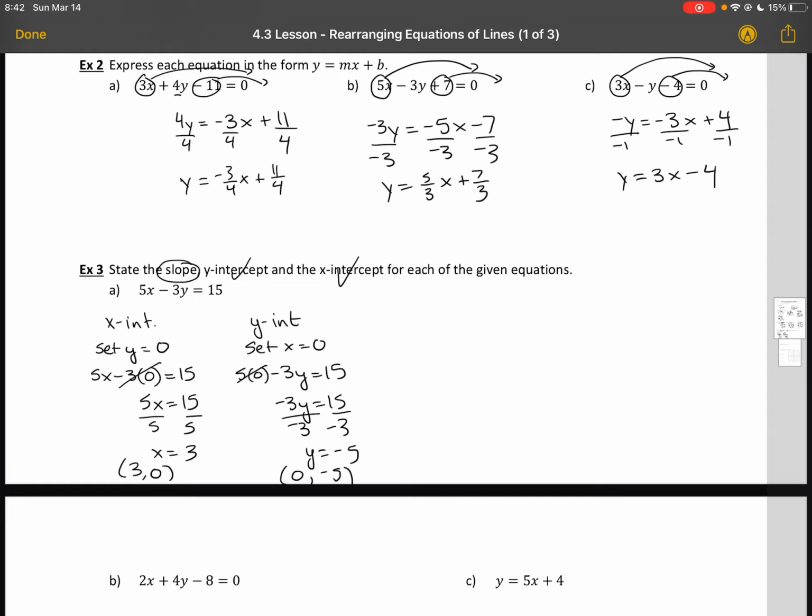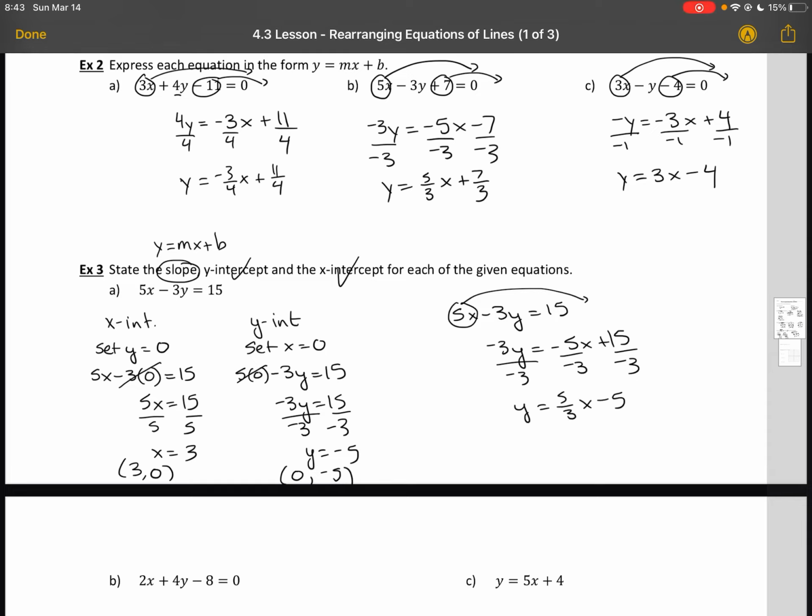Now I need the slope. My equation has to be in the form y equals mx plus b for me to be able to find the slope. So let's rearrange that now. So I'm starting with this. I'm going to move 5x over onto the right-hand side. So I've got minus 5x plus 15. And then I'm going to divide by the number in front of the y, giving me y equals 5 over 3x minus 5. Note that my y-intercept is the same that I found by setting x equal to 0. And now I can identify my slope as the number in front of the x.